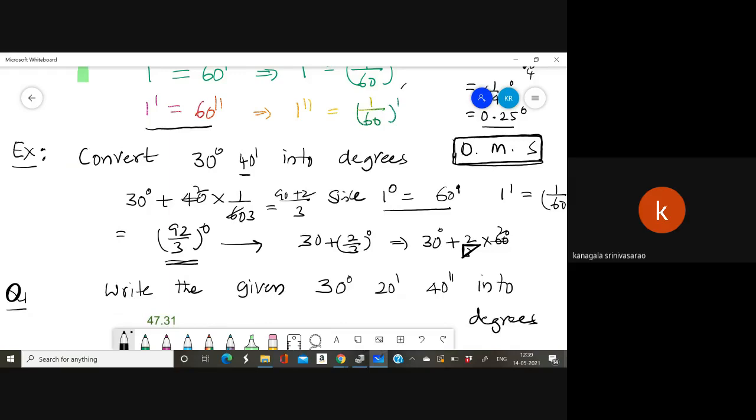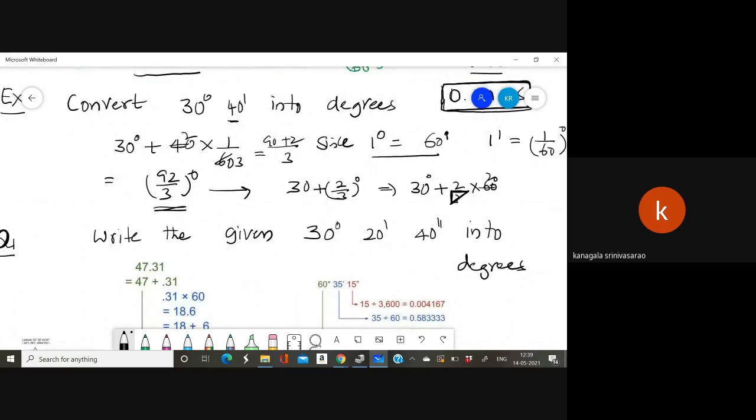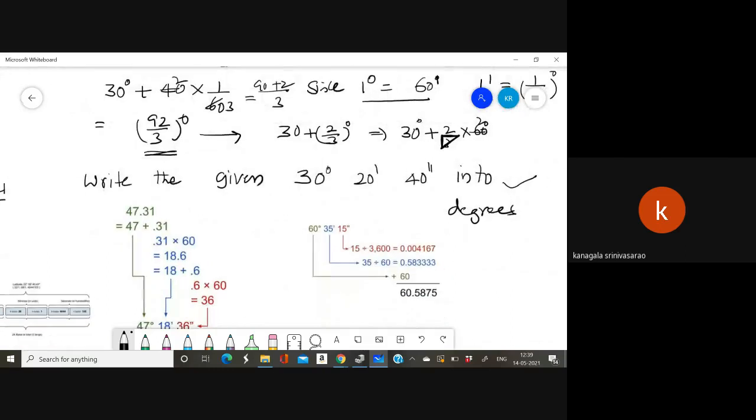Now write the given 30 degrees, 20 minutes and 40 seconds into degrees. This is given as homework. Another is 47.31. This is question number 2, and the solution is already given to you. This is question number 3, already given to you.